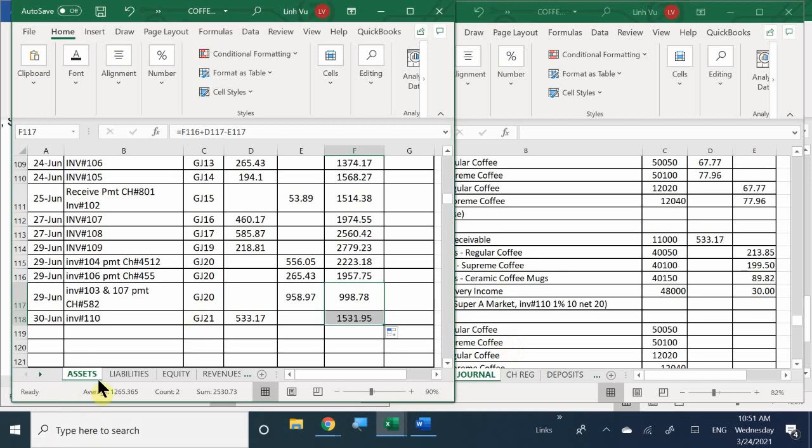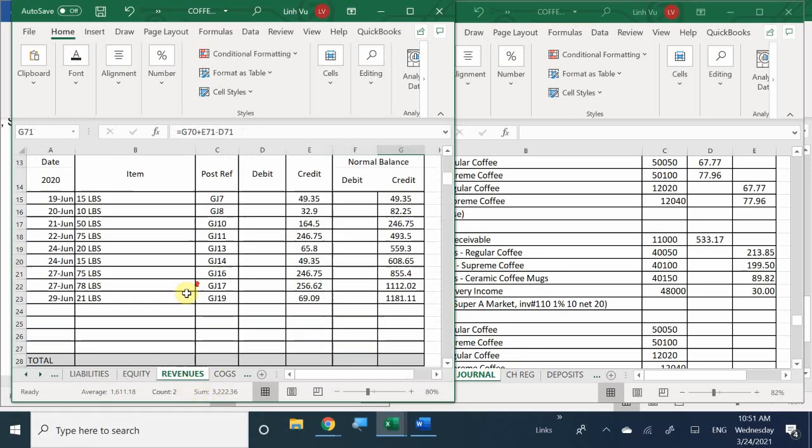Okay. Now we're going to go do our sales. So let's start from the top. Sales for the regular coffee. How many pounds did we sell? 30. No, 65. 65 pounds. At a total of 213.85. All right, so what is my ending balance here? Good.